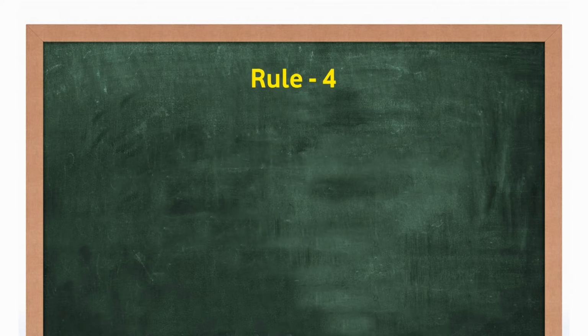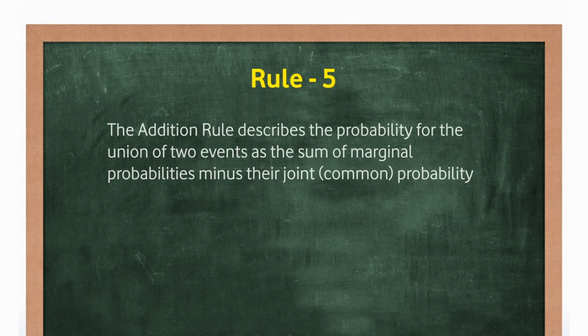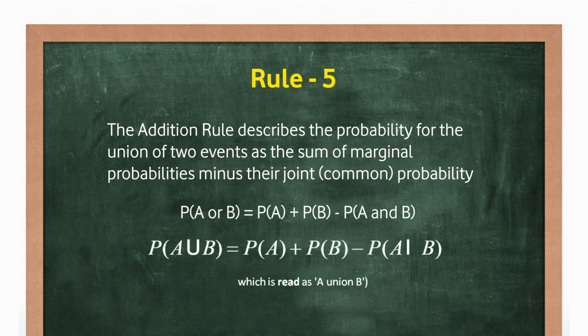Now, in the same manner, rule number 4: the complement of an event is the remainder of the sample space beyond the event, and P(A complement) is denoted by 1 minus P(A). Rule number 5, the addition rule, describes the probability for the union of two events as the sum of marginal probabilities minus their joint probability. So P(A or B) equals P(A) plus P(B) minus P(A and B), which is read as A union B. This is the formula by which we are going to do it.